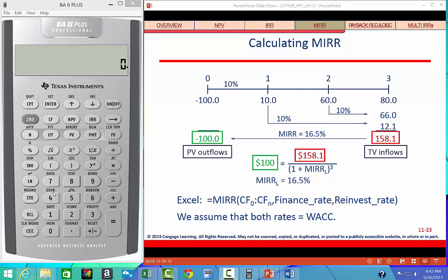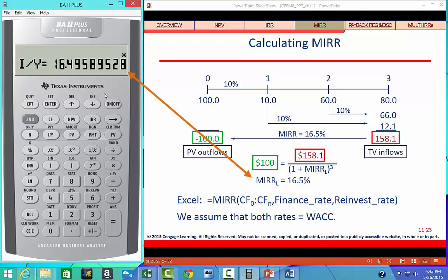Over here in your calculator, you would just make this a time value of money problem. So I would hit second, clear time value of money. I'll put negative $100 as my present value, this green box. The red box, 158.1, I'll put as my future value. 3 years, 3 is in. There's no payment, so I just hit 0 payment, and then hit compute I, and you see that we get 16.5%.